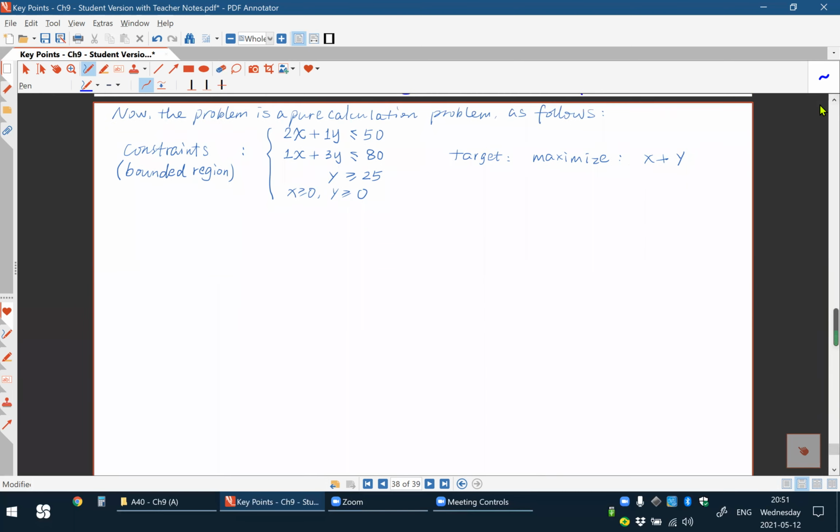So let's just follow the steps we have discussed. First of all, you still remember the steps? First of all, we need to draw the boundary, right? Okay, first of all, let's draw the boundary.